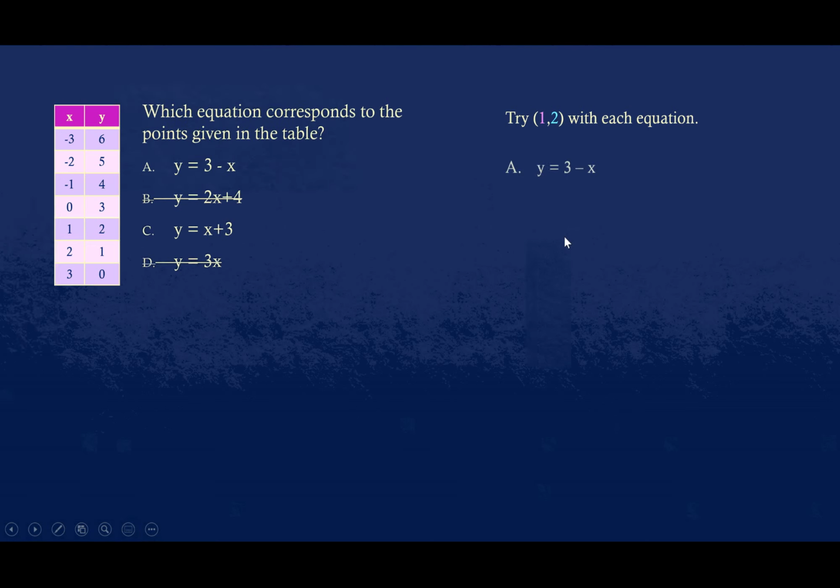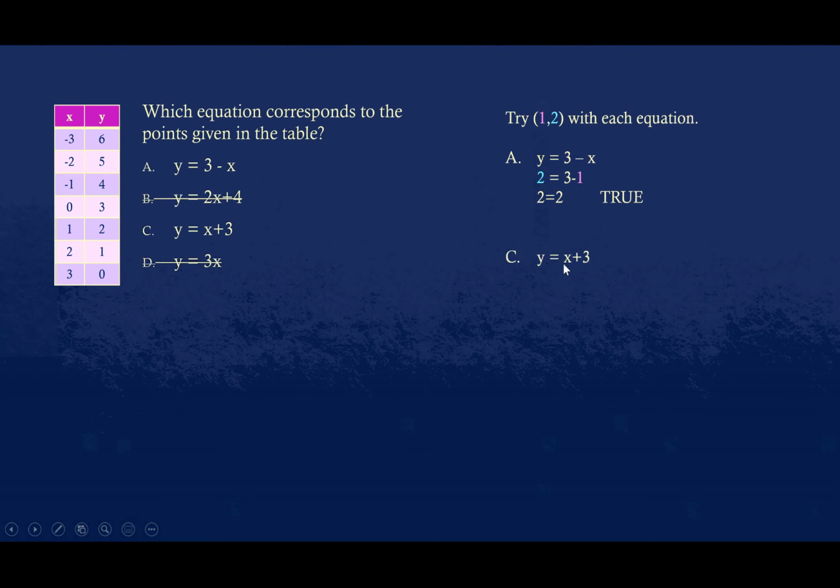So A, y equals 3 minus x, replace y with 2, replace x with 1, and simplify. 3 minus 1 is 2, so we get 2 equals 2, which is true. So most likely this is the correct answer because there can only be one. But we'll go ahead and check the second option, C, as well.